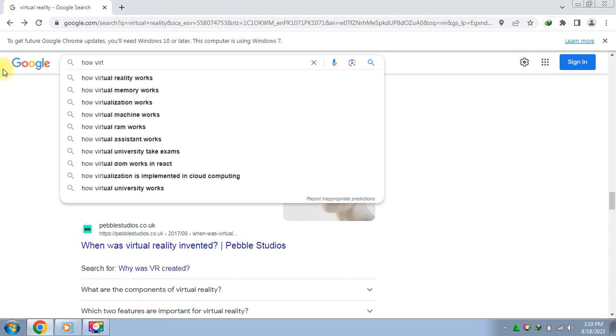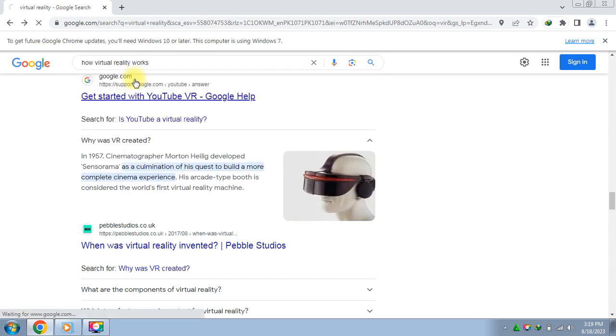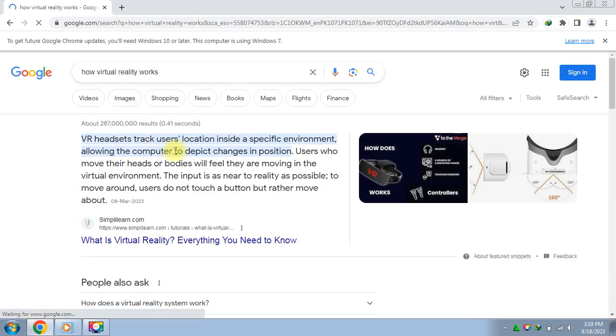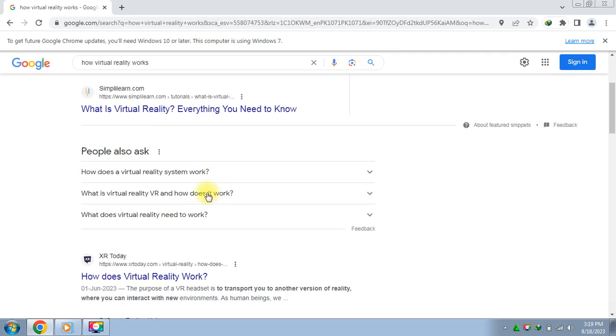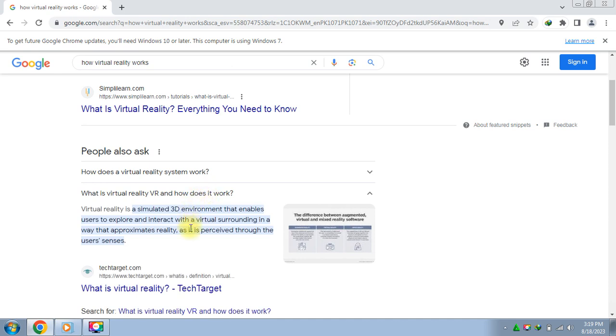Our next question is, how does virtual reality work? The answer is, a VR headset tracks the user's location inside a specific environment, and the computer changes the position. Users who move their heads or bodies feel they are moving in a virtual environment. It is as near to reality as possible to move around. Users do not touch or press a button, but rather move about.